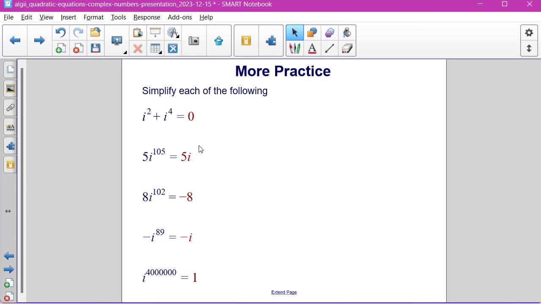And here are the solutions to each of these practice problems, and they do match the solutions that we found.